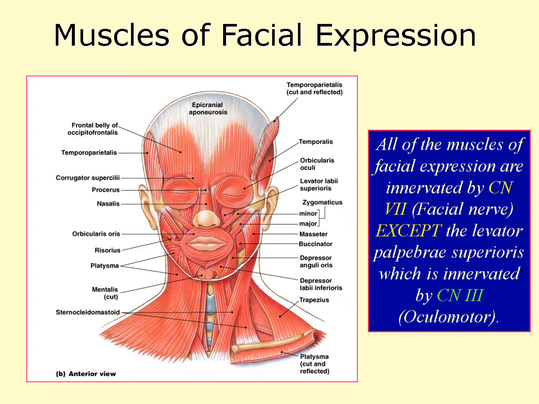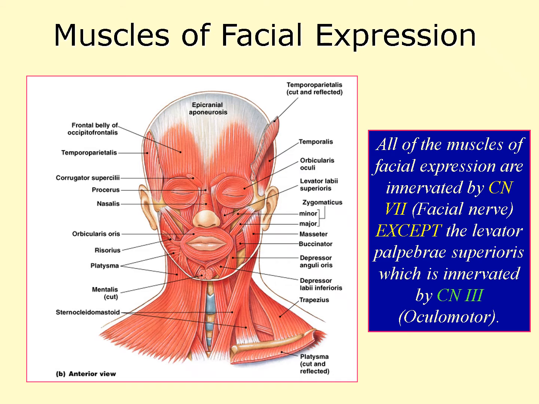The buccinator, think trumpet player, is the muscle of the cheek. It functions in sucking, blowing, and positions food between the teeth during chewing. The duct of the parotid gland, a salivary gland, pierces the buccinator to reach the oral cavity.